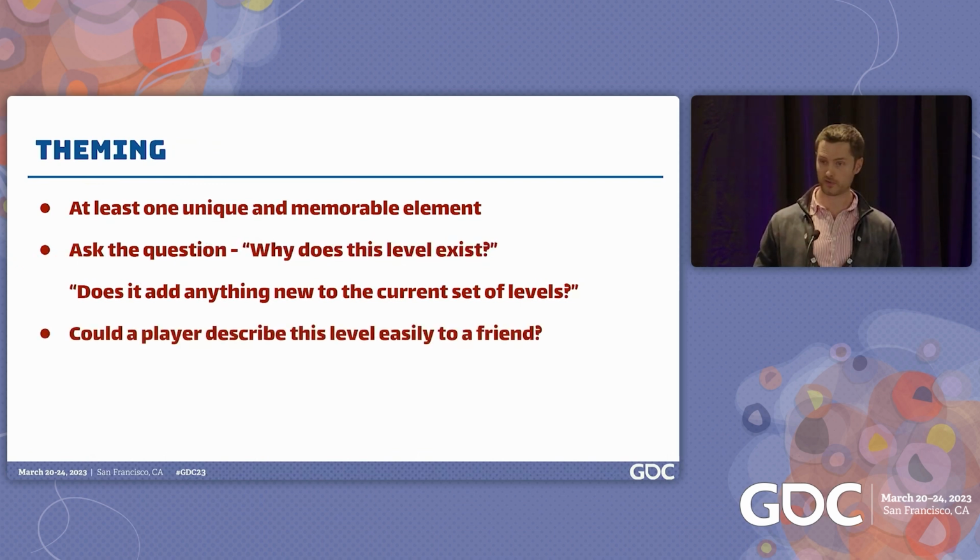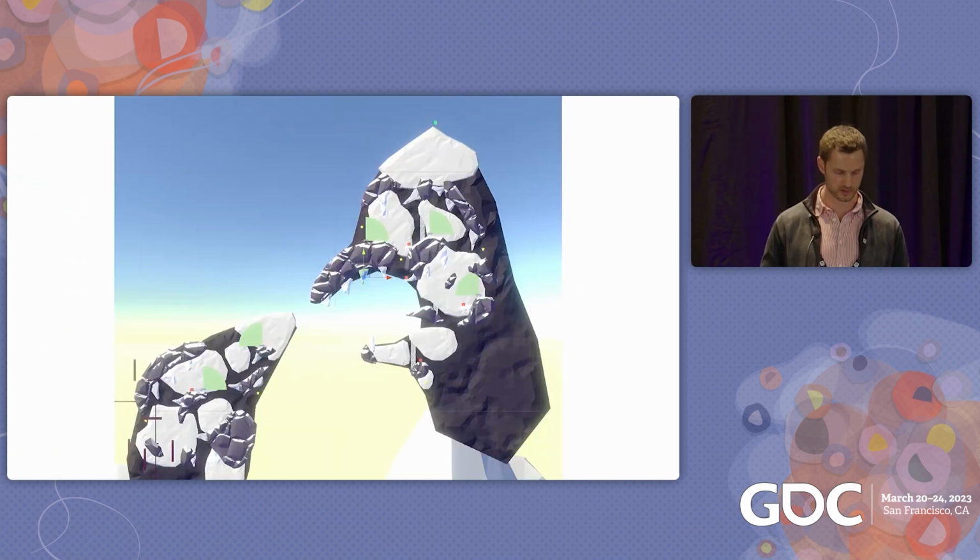Another way to think about it is, imagine two people that have played the game talking to each other. Can they describe the level to their friend without telling them the name of the level or the number of it? They'd be like, this is the level with the giant octopus or whatever. So this was what I was trying to go for, and something that I found really important. So let's show a few examples of that.